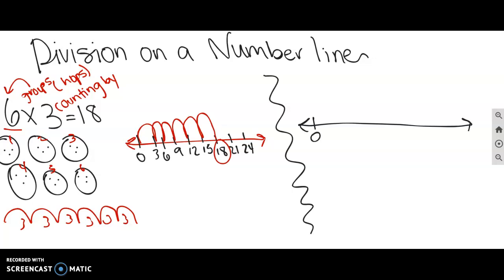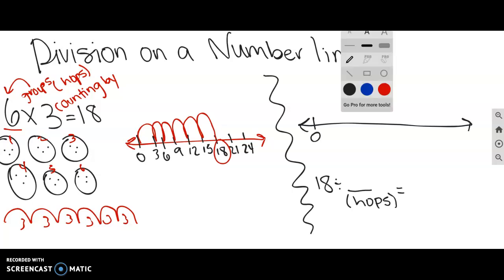So first, let's talk about what each part of the division equation means. Well, we know that our answer, which was 18, is going to begin our problem because that's what we are dividing. We are dividing, let's say 18 apples, 18 shoes, whatever. But that is the number that we are dividing into a number of groups or a number of hops. So this is going to be the number of hops or groups we make. And in this case, the groups or the hops is 6. That's how many hops or groups we had.